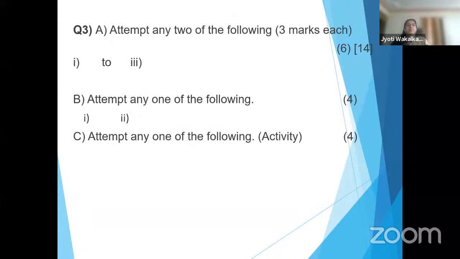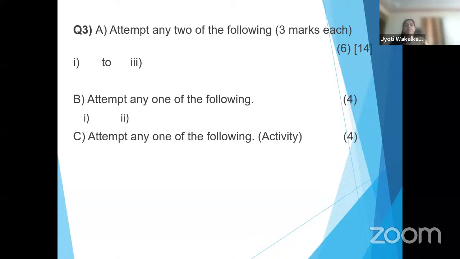Next question number 3A. Attempt any 2 of the following, 3 marks each. Again here 3 questions are given. Out of that write only 2. So 2 ही write कीजिए. If you are confident about the third, leave space and go to the next question. And when you have extra time, that time you will write that third question answer.